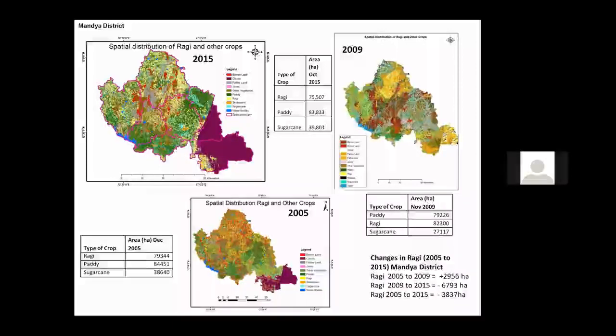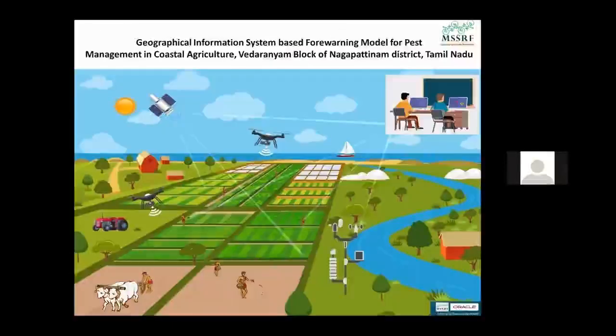And the other one is, recently we did a project called the GIS based forewarning model for pest and disease management in the coastal agriculture belt. We are the only organization in India, I would say, that tries to address the farmers land to land. Most of the advice we get from the government of India or KAU or any other organization is given briefly at the district level, and now they're trying to give it at block level also. But we try to give land-to-land information in their own colloquial language itself.